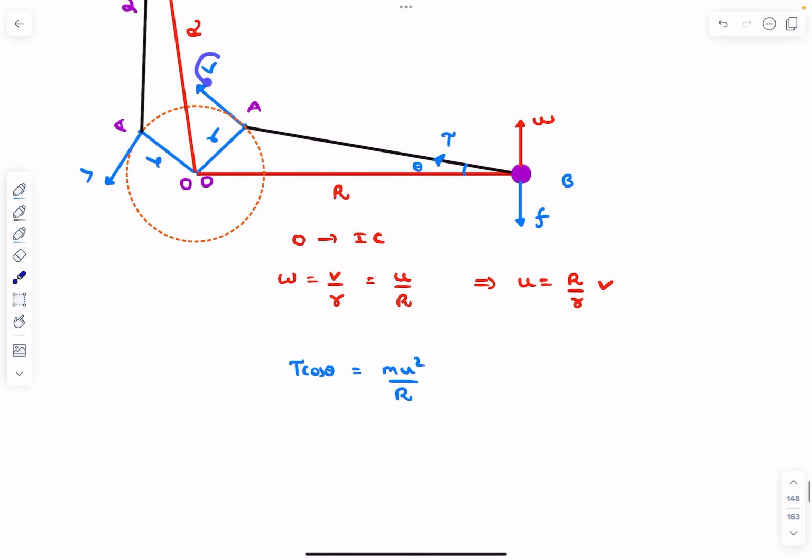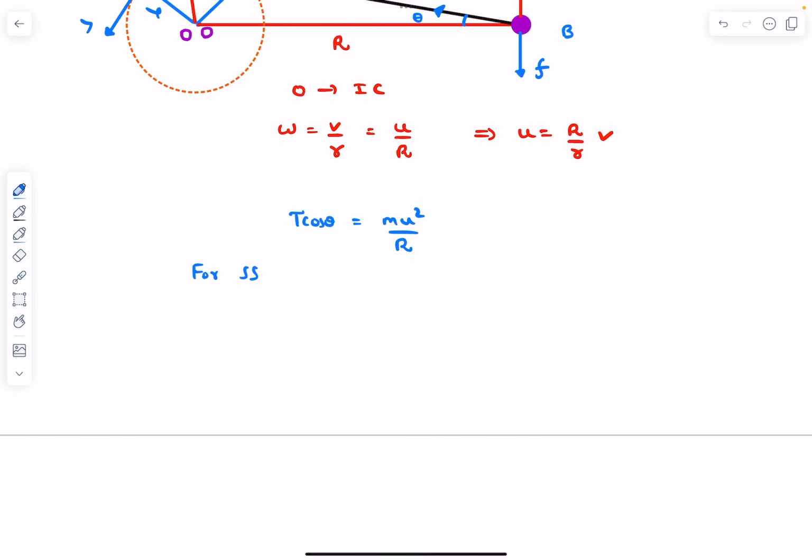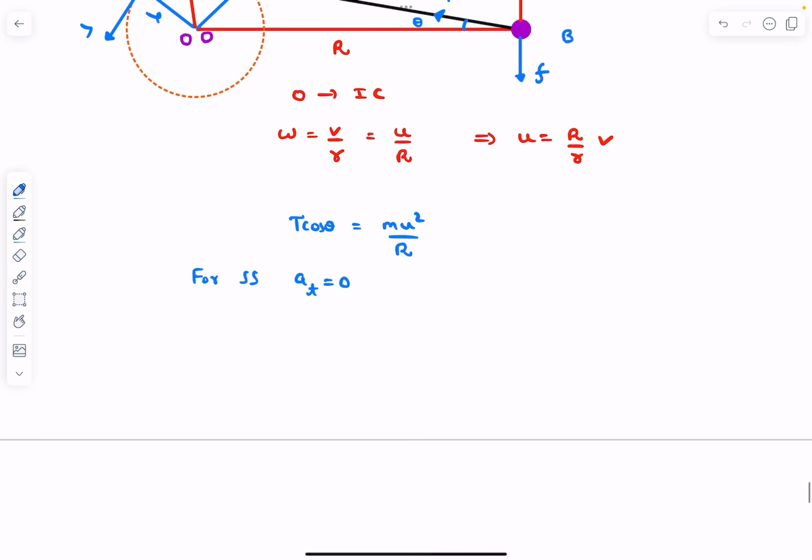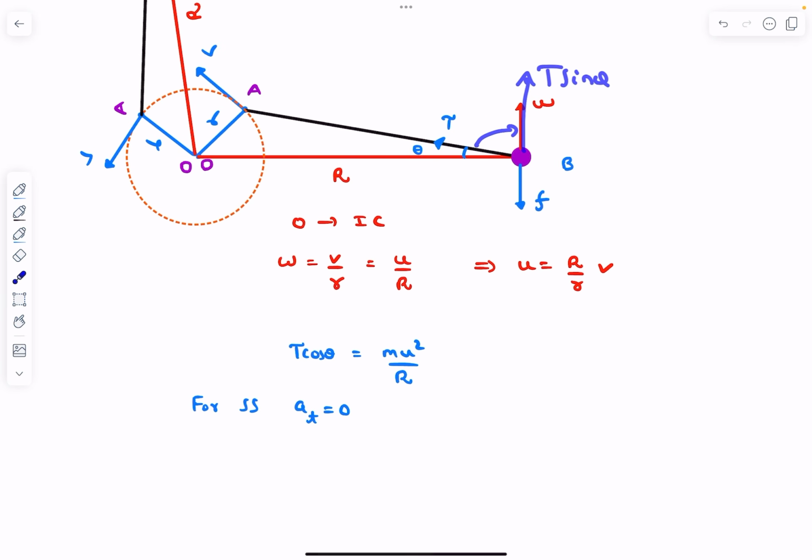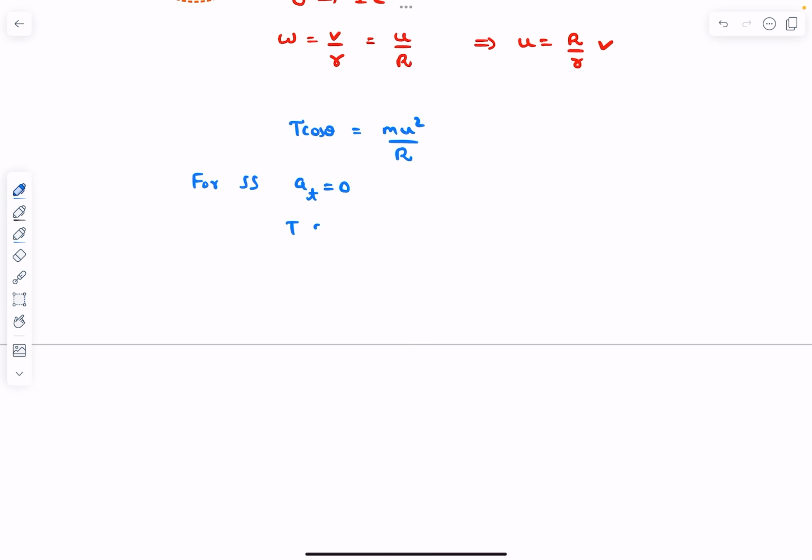Now guys, v is given to be a constant, right? Which means u will also be a constant. So this is basically steady state. So basically for steady state, we can say that the tangential acceleration should be 0. T sine component should balance out the friction. So we can say T sine theta is equal to our air friction.